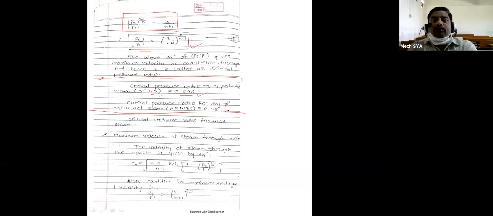For wet steam, we need to calculate the dryness fraction. We should also know the dryness fraction, and the dryness fraction and n value will decide the critical pressure ratio, because only if we know n can we calculate it. Wet steam has a dryness fraction between 0 and 1.